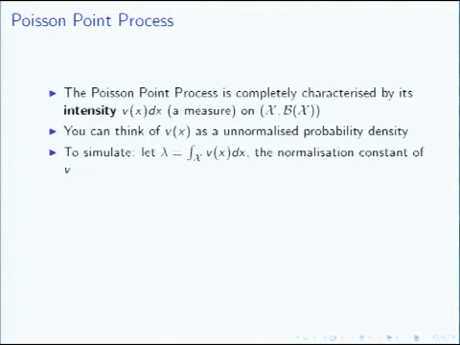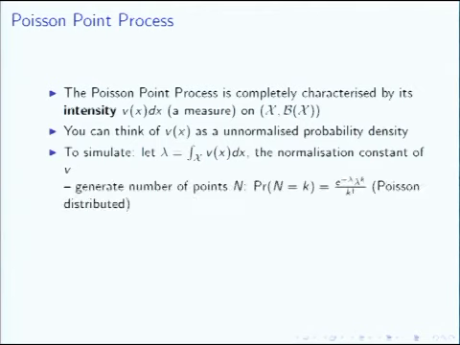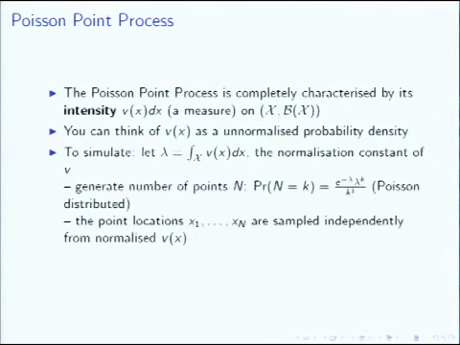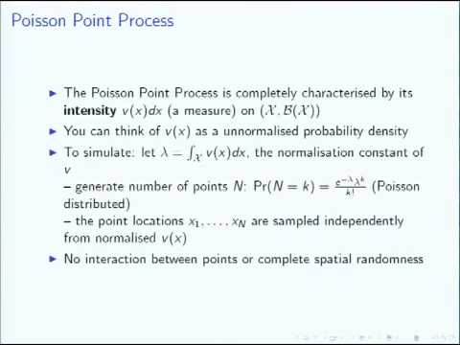And this is how you simulate it. You simulate the number of points in the realization by normalizing this intensity, call it lambda, and you simulate the number of points according to a Poisson distribution. So the probability of having k points is just given by this. And once you've simulated the cardinality, you simulate the joint configuration by sampling the normalized version of V independently. Okay? This type of process is known as one which has complete spatial randomness because there are no interactions at all between the points in the realization of the process.